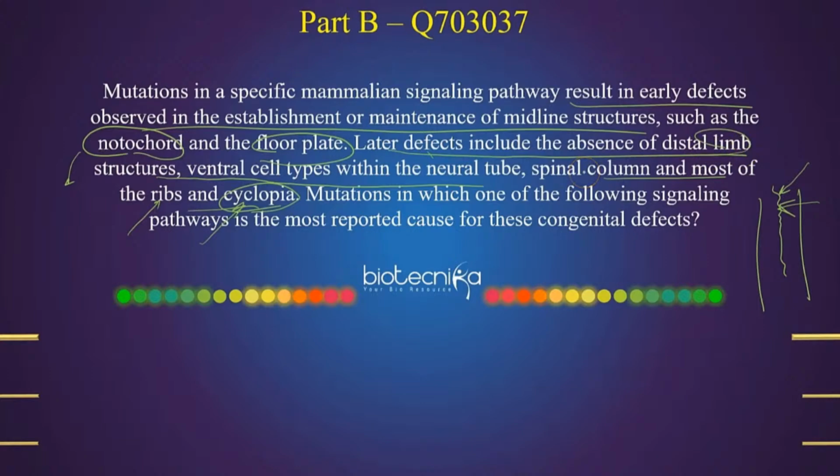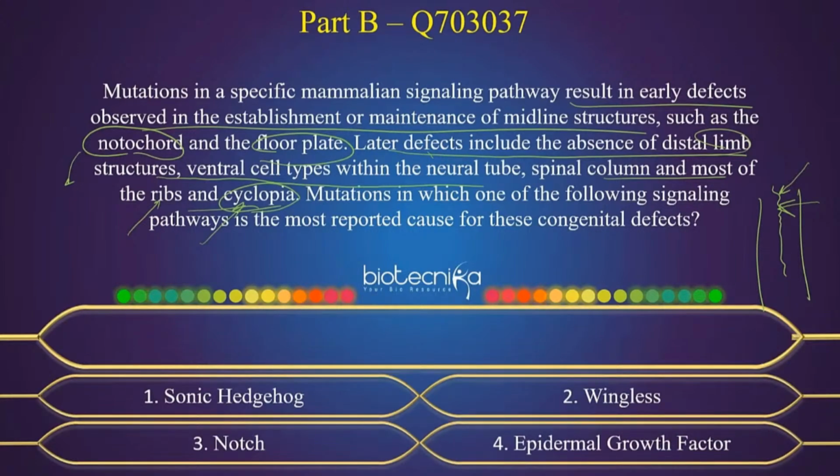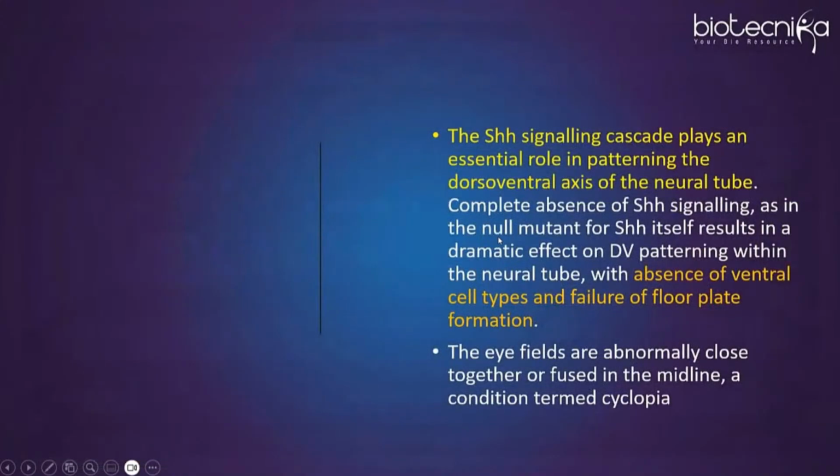So if anyone would have done a decent Unit 5 preparation of either neurulation or limb development or eye induction, then they would know that the pathway which is in concern is sonic hedgehog. So the SHH signaling pathway: SHH gives the signal for dorsalization also, then for limb development, eye field formation, and also the limb structures as well. Okay, so mutations in which of the following signaling pathways is the most reported cause for these congenital defects? So answer would be option 1.